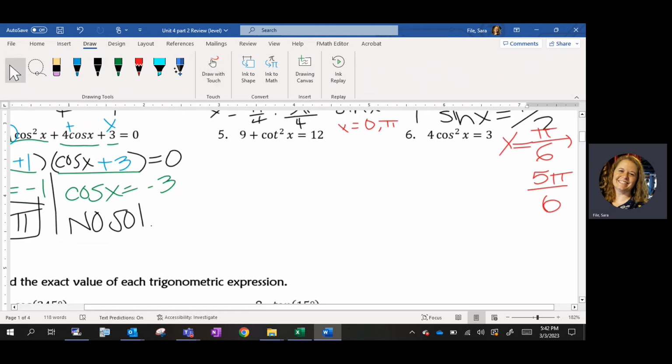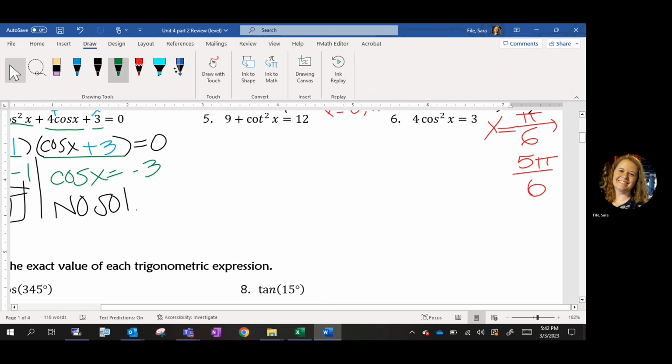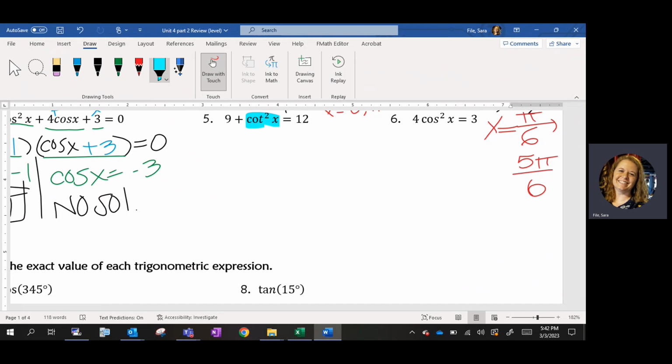Then in number 9, we've just got a single trig function again. So this one's going to be a little simpler. We need to isolate it. So I'm going to get rid of that 9 by subtracting it to the other side. So then I've got cotangent squared of x equals, and then 12 minus 9 is 3.